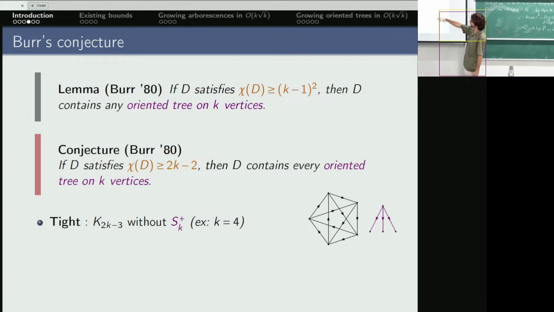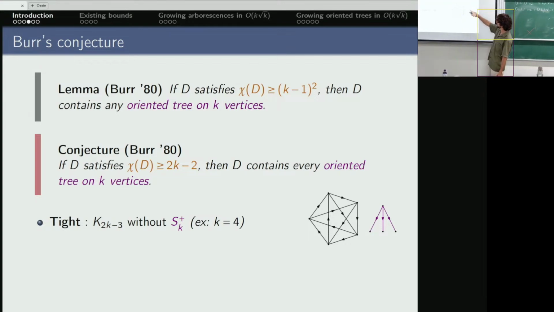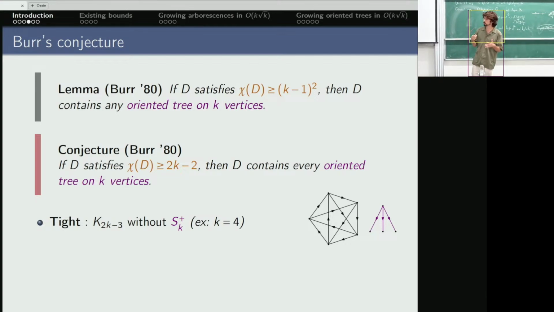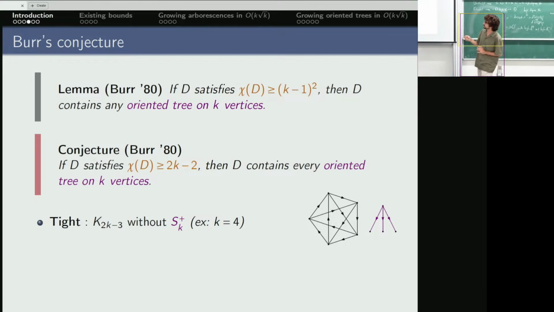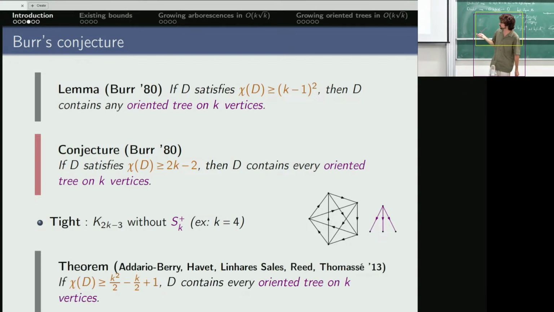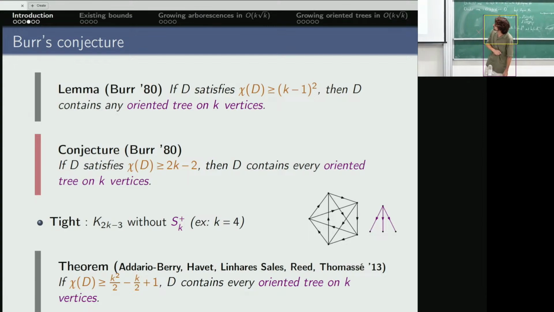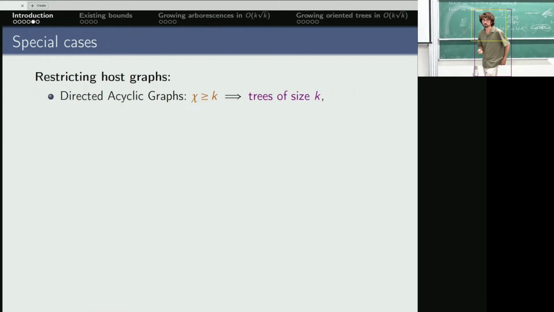Like this is a K5, which if the bound were lower would have to contain this star on 4 vertices, which has out degree 3. But we oriented this in such a way that every vertex has out degree 2. So this is tight, and there has been no improvement on the lower bound thus far. The conjecture is still standing, and the upper bound was improved in 2013 by Addario-Berry, Havet, Reed, and Thomassé by a factor of half. Since then, there has been some progress on more specific cases.